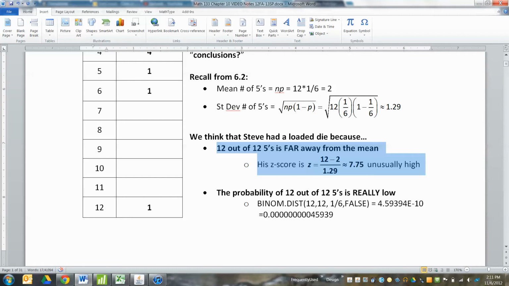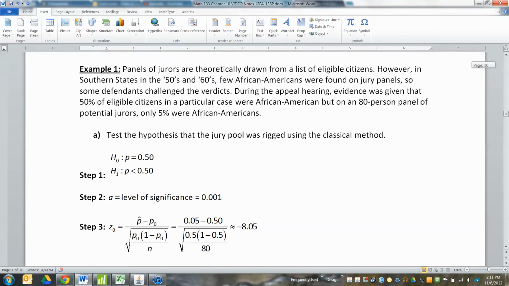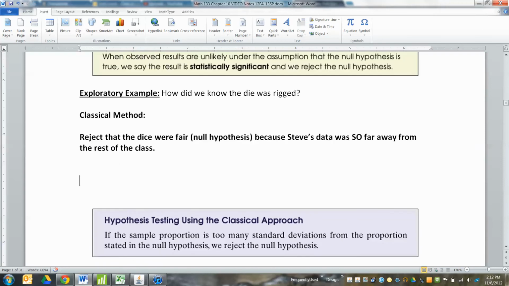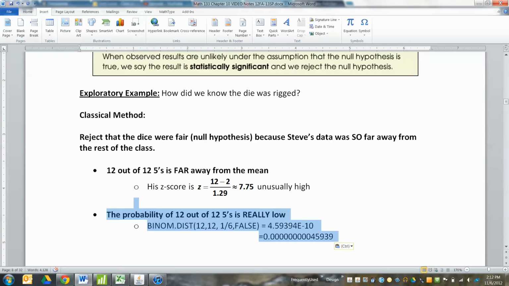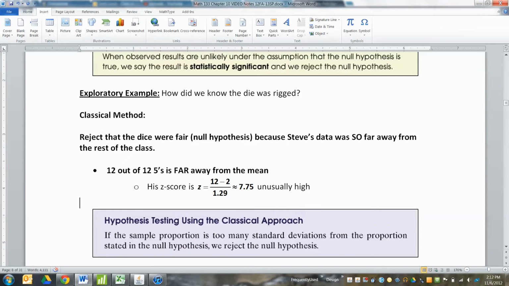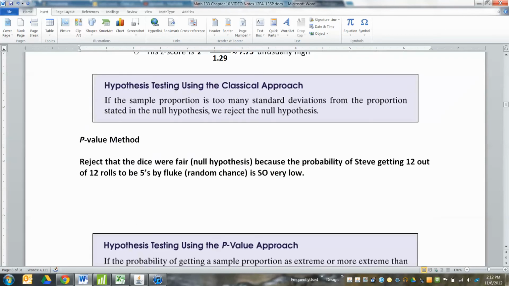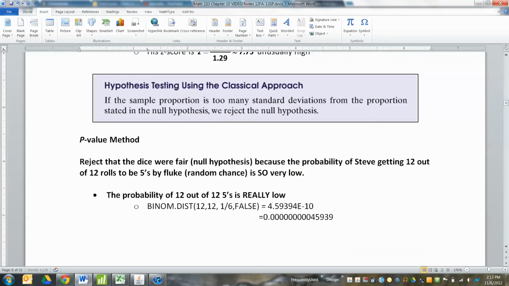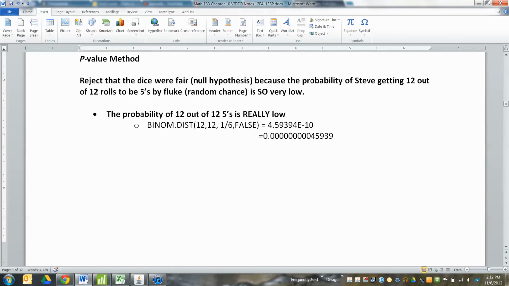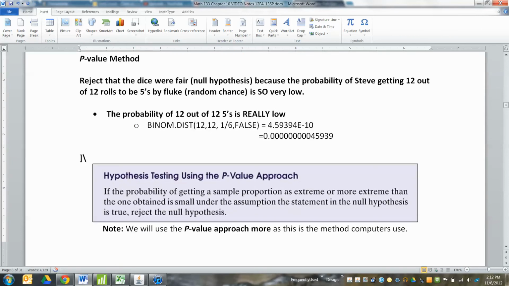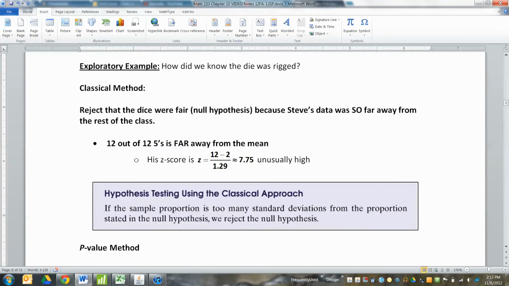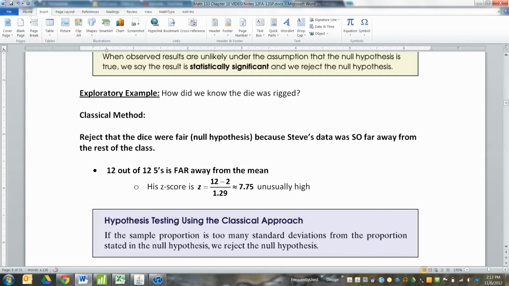12 out of 12 is far away from the rest. I'm going to grab both of these. 12 out of 12 is far away from what we expect. It's a z-score of 7.75, for the love of goodness. That is really huge, really unusual, well past the two unusual that we talked about in chapters 3 and beyond. So that's one way you can spot it. You can say, hey, look at his z-score. His z-score is so far out there that it's unusual, and we reject that the die was fair.